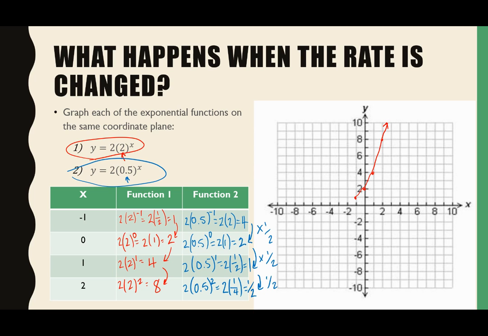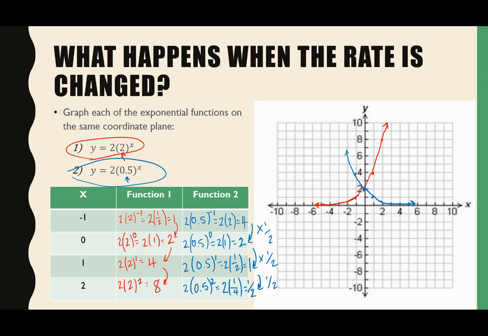So when I put this function on the graph, I am going to have, let's see here, (-1, 4), (0, 2), (1, 1), (2, 1/2). And so what I want you to notice with this graph is that it gets closer and closer to 0, but it never actually touches 0. And that's super important. Your graph, although it may look like it touches 0, isn't going to touch 0.